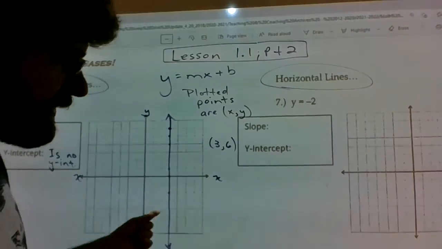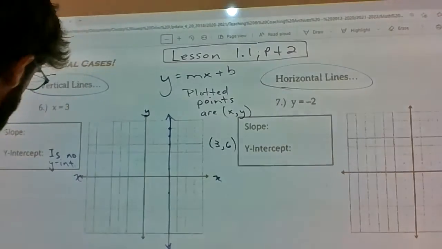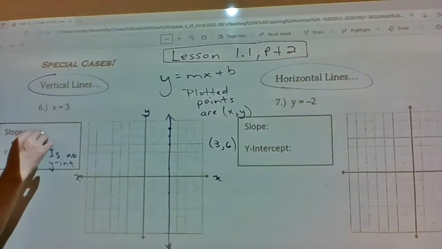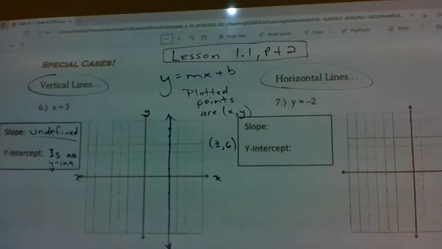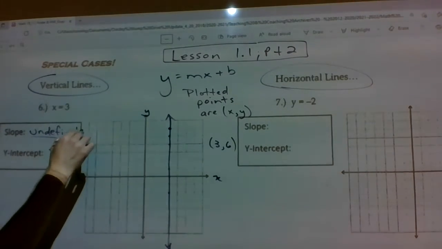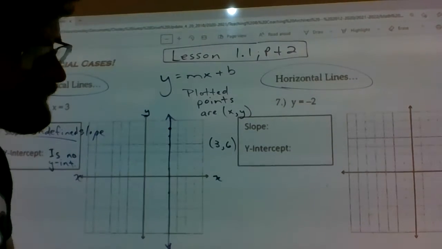And what's the slope of this? Does it have a rise over run? No, there's really no way to describe this. In fact, it's an undefined number. So if you're ever talking about a vertical line, it has undefined slope. And again, I can talk more about that in class.